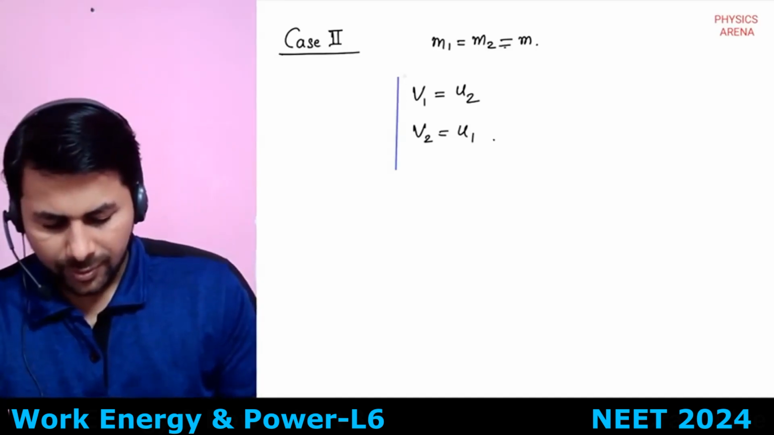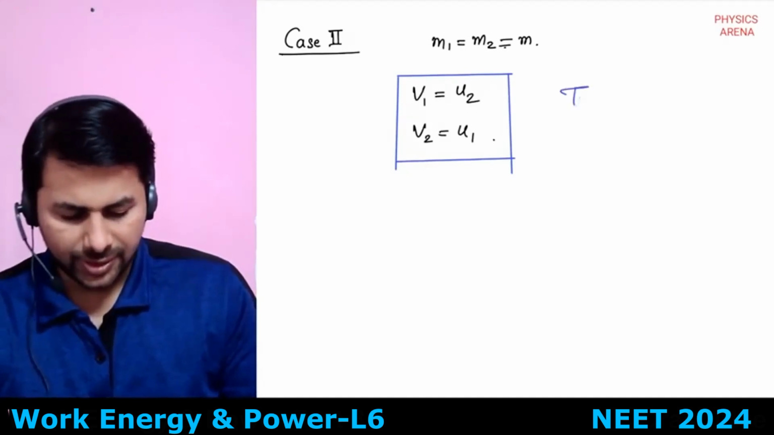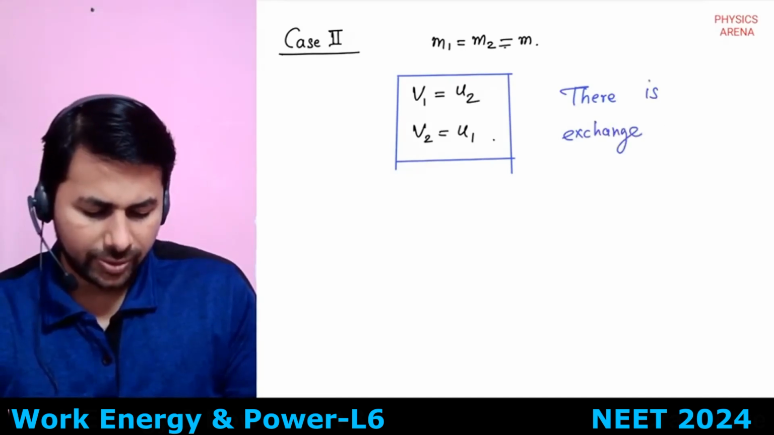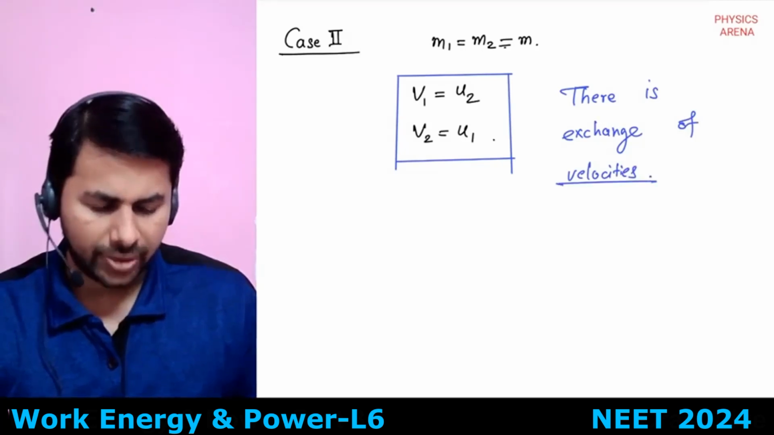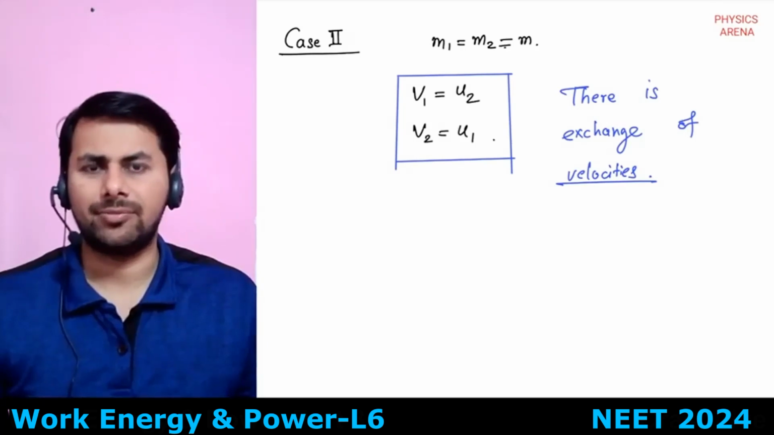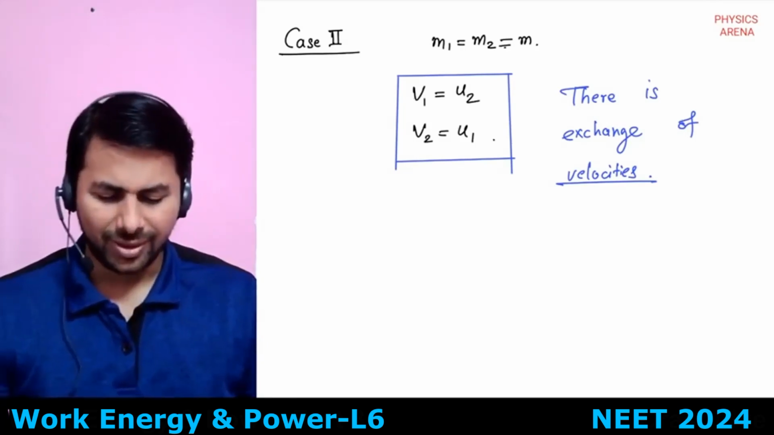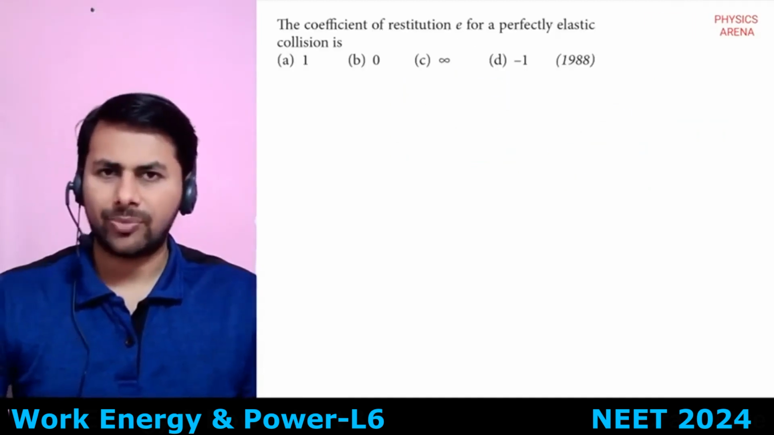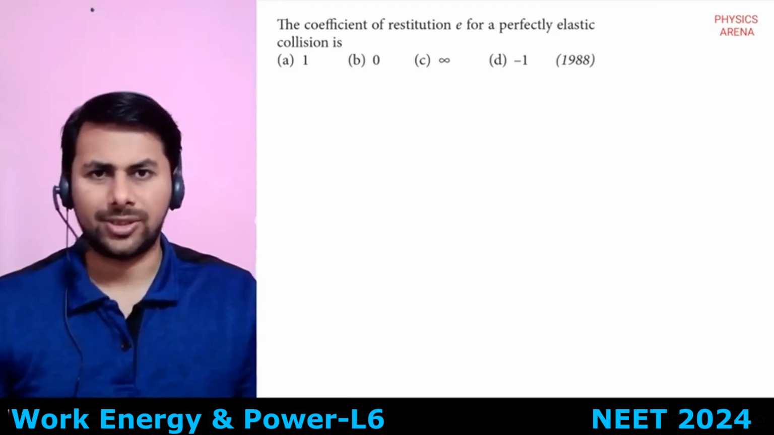So if m1 is equal to m2 is equal to m, there is exchange of velocities. This is a very important point. There can be direct questions based upon this thing, and there have been questions. So this is perfectly elastic collision. We can see some problems based upon perfectly elastic collision. Then we'll move on to inelastic collision.